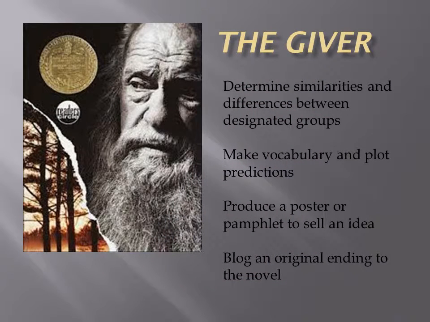After completing these lessons, students should be able to determine similarities and differences between designated groups. They should also be able to predict the meaning of unfamiliar words by their uses in context. Students will also produce a poster or pamphlet for promoting their idea. And finally, each student will be able to creatively post through blogging a final ending to the novel.